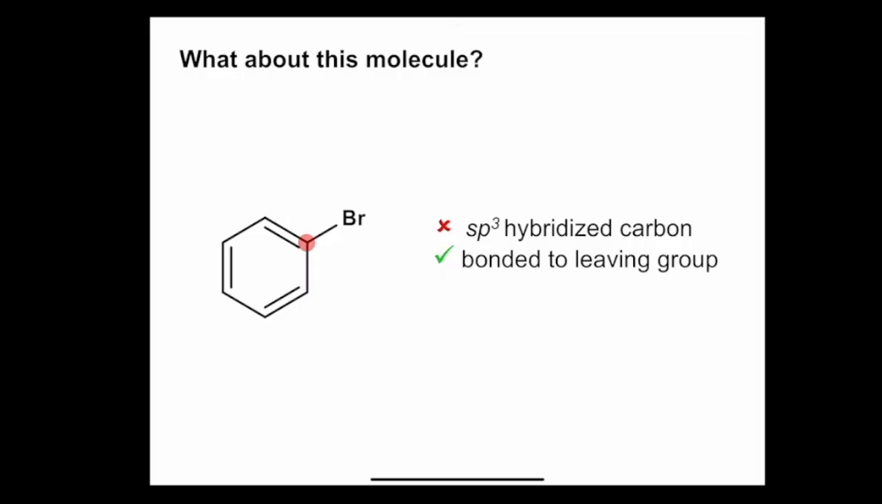An sp2 center like this with a leaving group attached. Yeah, it could be considered a leaving group. Not going to be part of an SN2 reaction or an SN1 reaction. No substitution can happen here. If I really want to substitute that, I've got to go to a whole other class of chemistry. But the substitution reactions we're talking about here will not work on this one.